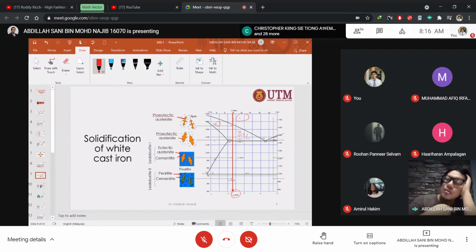So partially we have the austenite there, and due to the formation of austenite above the eutectic line, this is the eutectic line. Once you cross this eutectic line, you will have the eutectic reaction, which is liquid to two forms of solid. But before that, whatever solidified before that, we call it pro-eutectic austenite, the austenite that solidified before the eutectic reaction.